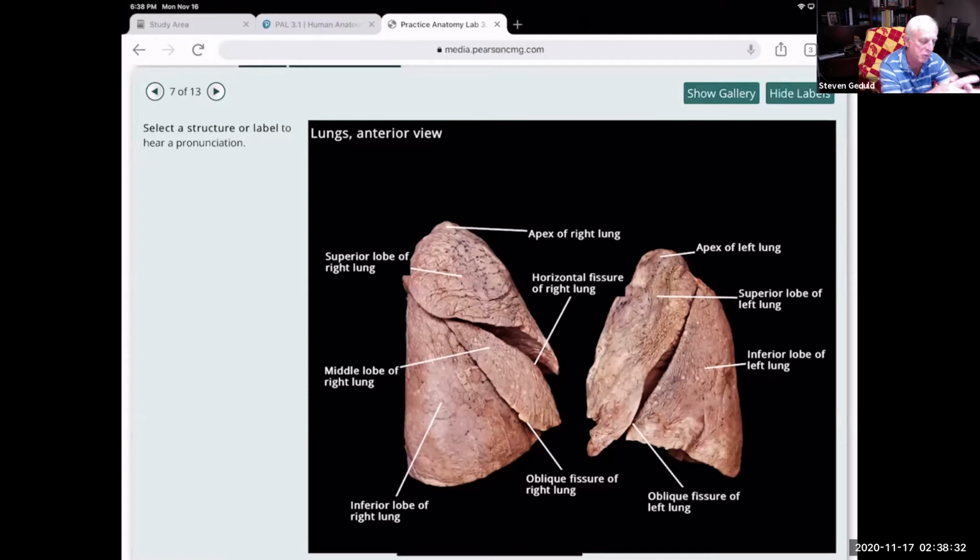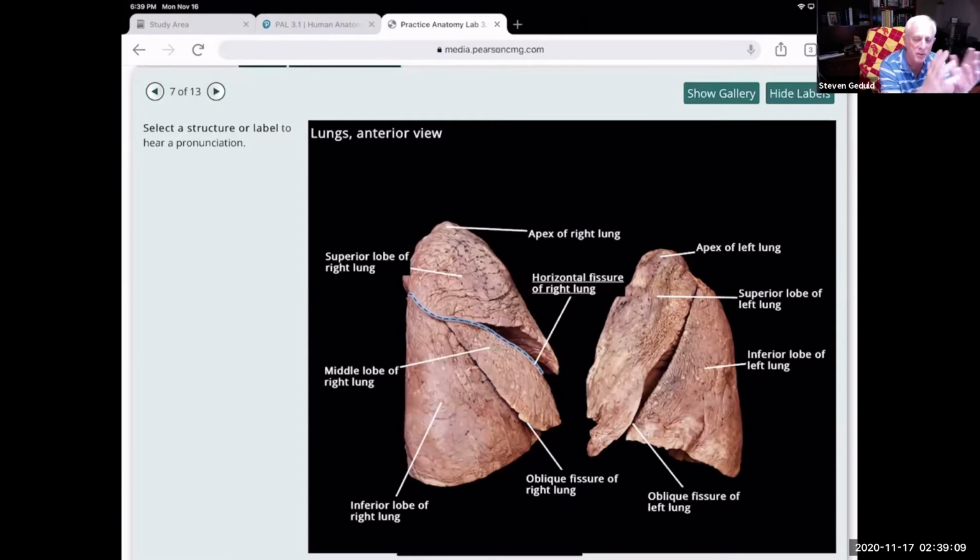Okay. So if you look at the right lung, you have the apex of the right lung. Apex means the tip. The base is the inferior part of the lung where it tracks against the diaphragm muscles. You have the superior lobe, the middle lobe, and the inferior lobe of the right lung. You have an oblique fissure that separates the inferior lobe. You'll have an oblique fissure on both the right and left lungs. Only the right lung has a horizontal fissure. The horizontal fissure separates the superior lobe from the middle lobe.